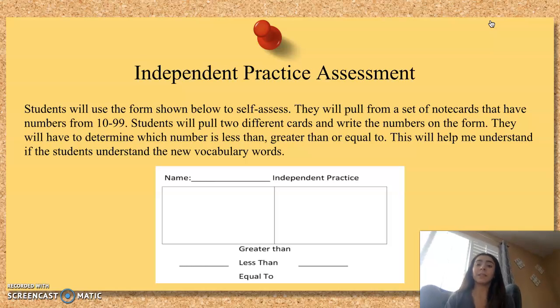This form can also be laminated so that students can use a whiteboard marker to erase their work and pull two different cards.